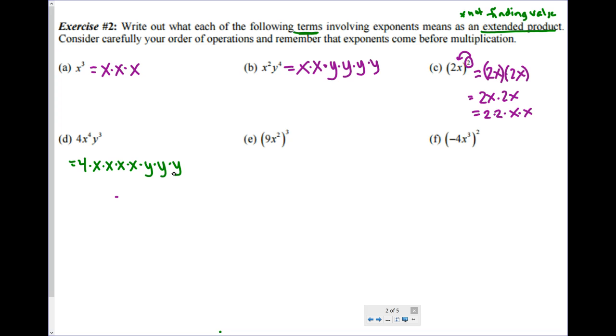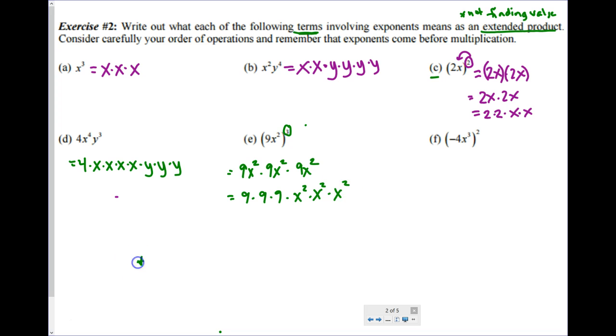Letter E, this also has parentheses. If we take a look at E, E is very similar to C. It's got that parentheses, except instead of being raised to the second power, what am I raising it to? The third power. So this is like saying 9x squared times 9x squared times 9x squared. I'm raising 9x squared to the third power. But I haven't extended it yet. I still have some x squareds I need to get rid of. So I'm going to say this is like 9 times 9 times 9, with all the numbers in front, times x squared times x squared times x squared.